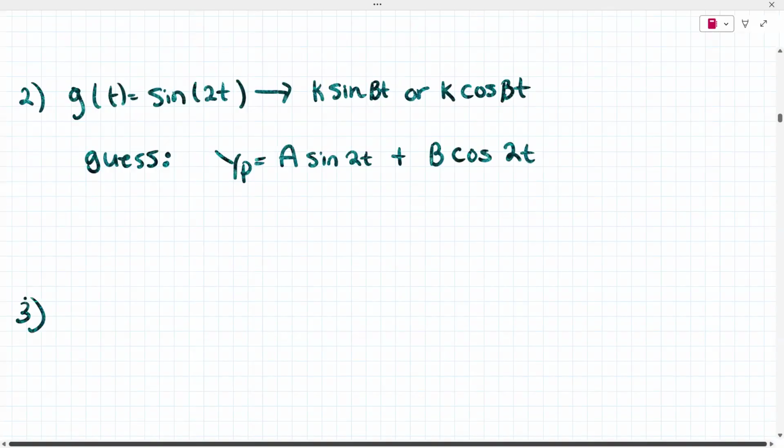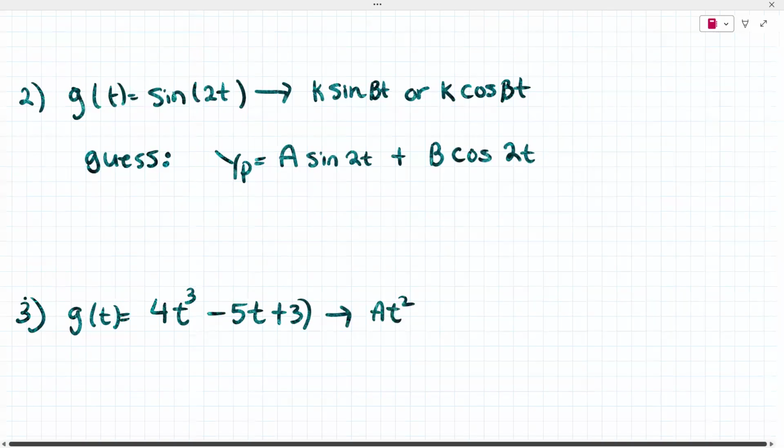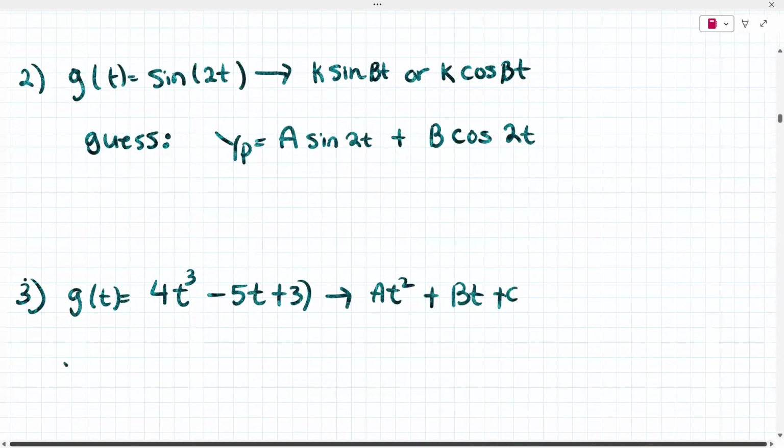And what if we had g of t a polynomial? Okay, so this is a polynomial, so it's going to be in the form of a t squared plus bt plus c. So our guess, our yp, would be of that form, until you get to the constant d.